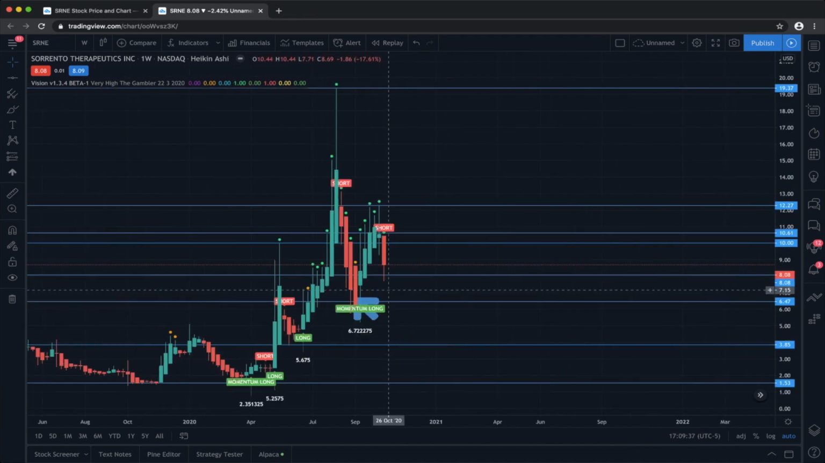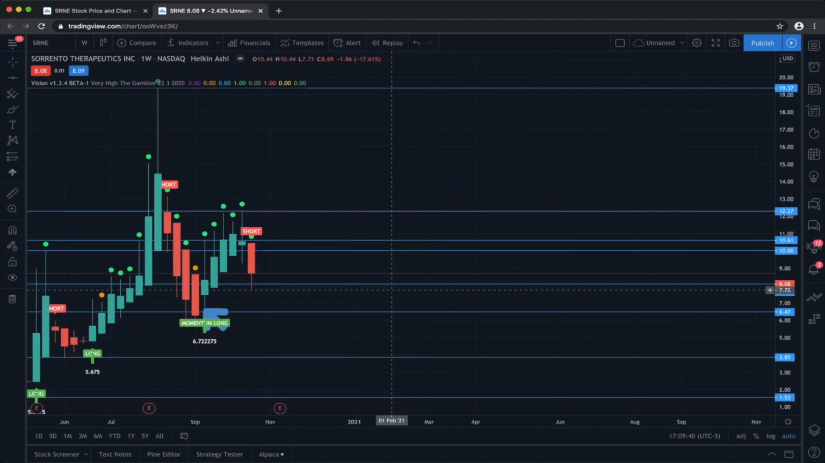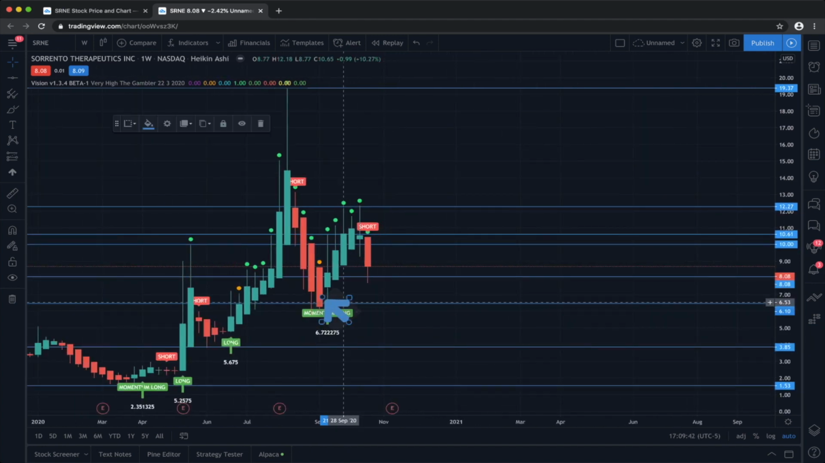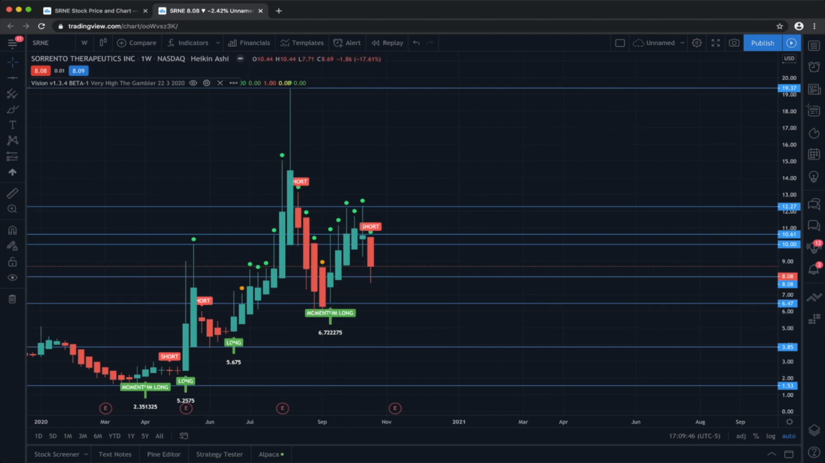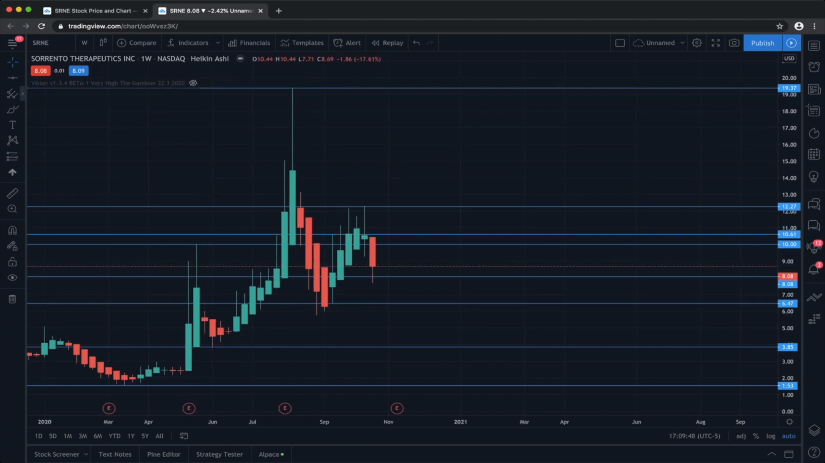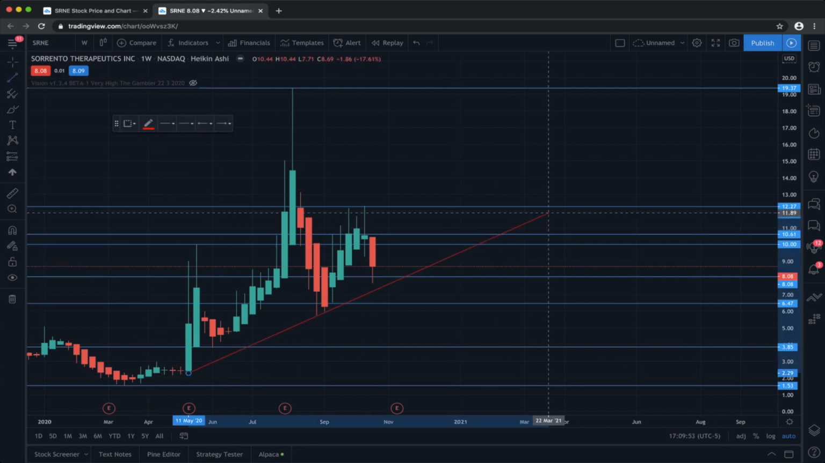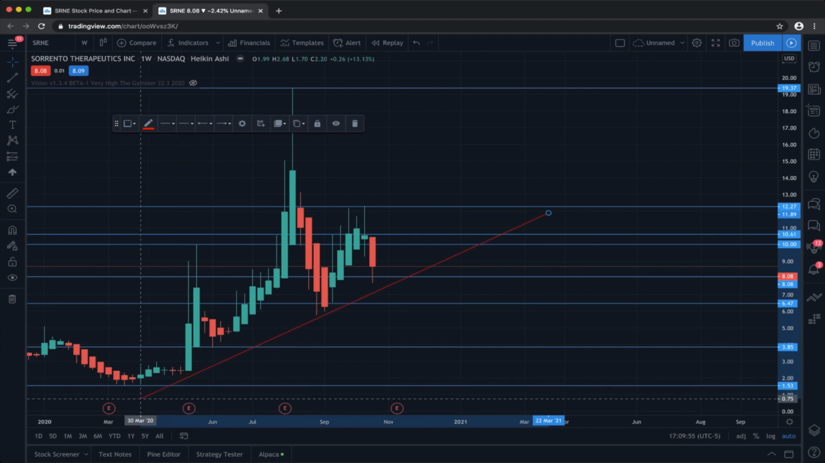So if we go back this way, by the way, SRNE is looking good for another little swing. Let me get rid of this arrow here and get rid of this real quick. Just gotta try to grab as many of these low points as possible. You don't have to be perfect. You're just trying to get an idea.